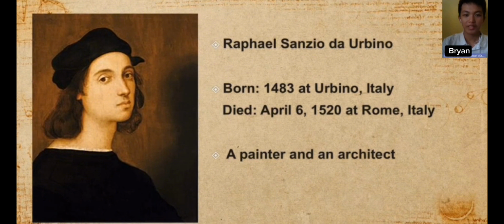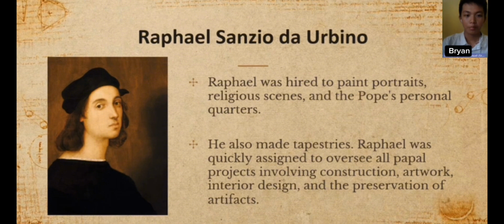Rafael Zanzio da Urbino. He was born in 1483 at Urbino, Italy. He died in April 6, 1520 at Rome, Italy. He was a painter and an architect. Raphael was hired to paint portraits, religious scenes, and the Pope's personal quarters. He also made tapestries. Raphael was quickly assigned to oversee all papal projects involving construction, artwork, interior design, and the preservation of artifacts.